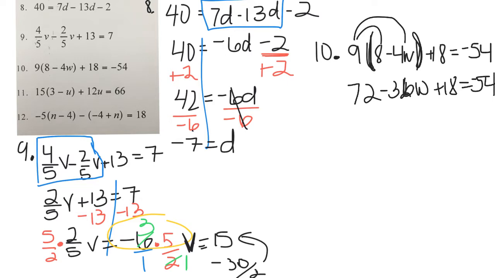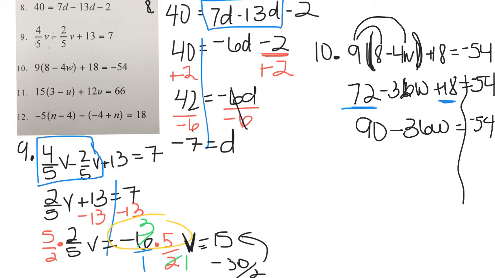Here we have some like terms, 72 and 18. They're on the same side of the equal sign, so I can just combine them. I'm not moving them around. So that's 90 minus 36w equals negative 54.